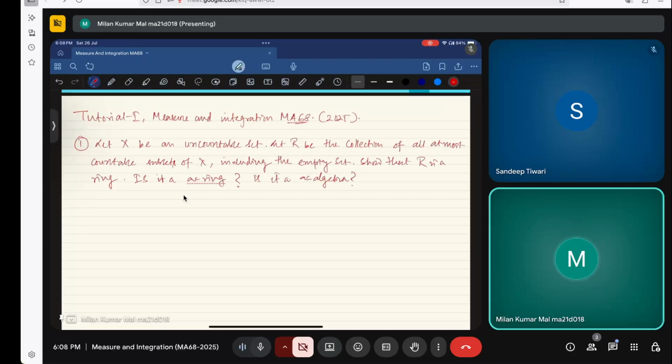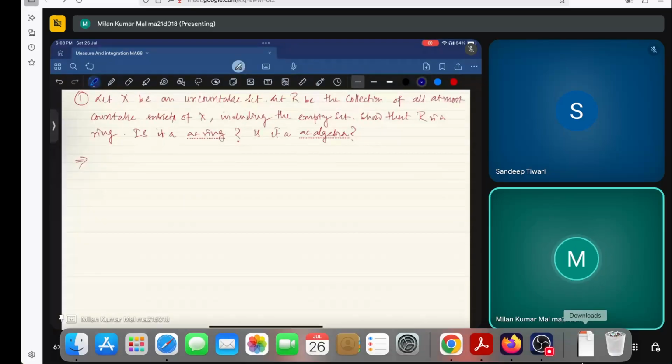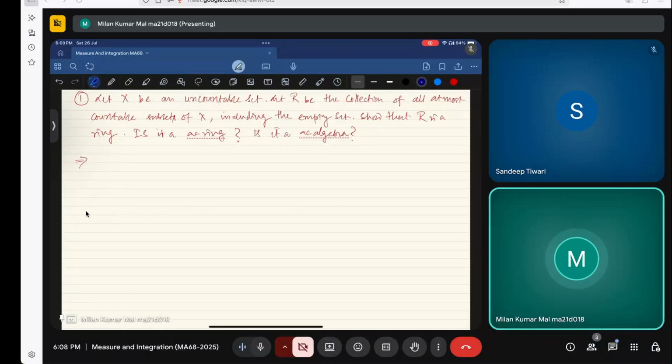Another one is: is it a sigma algebra? So first we will see the definitions. I will recall the definitions of what is a ring, what is a sigma algebra and what is a sigma ring.